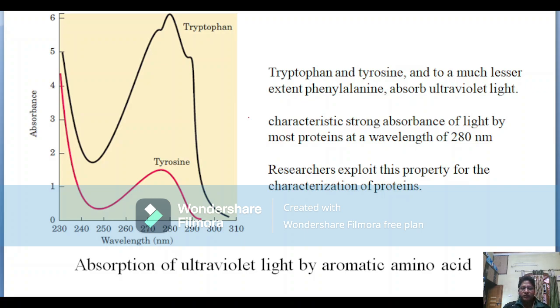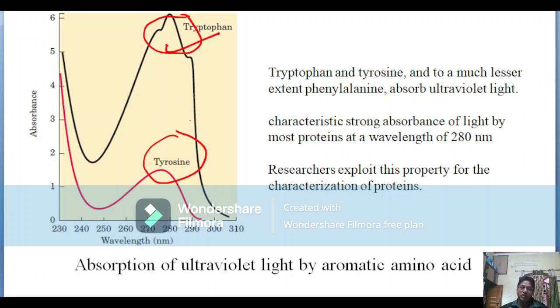Like we have discussed, these three amino acids, phenylalanine, tryptophan and tyrosine, are called the aromatic amino acids. There is a specific property of these amino acids: they absorb UV light at 280 nanometer. The two amino acids which specifically absorb UV light at 280 nanometer are tryptophan and tyrosine. You can see the very strong peak of tryptophan and tyrosine at 280 nanometer of the UV light.